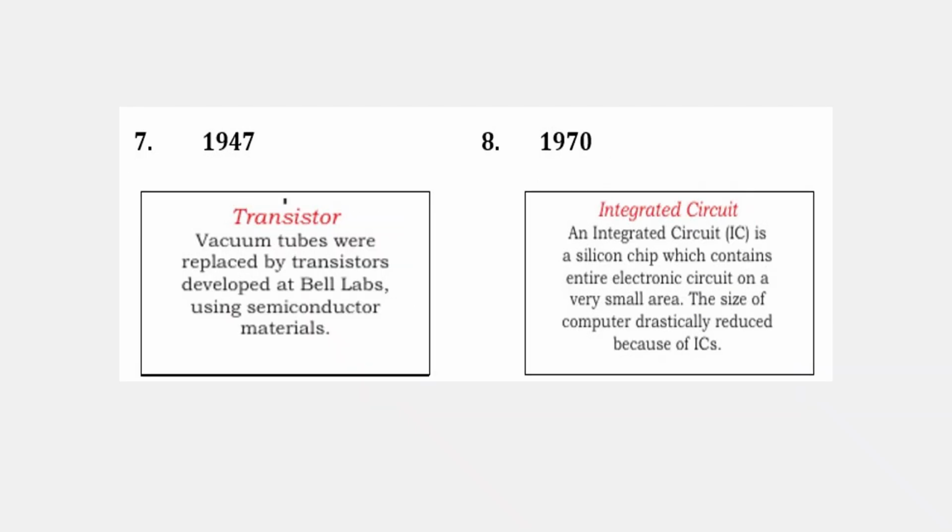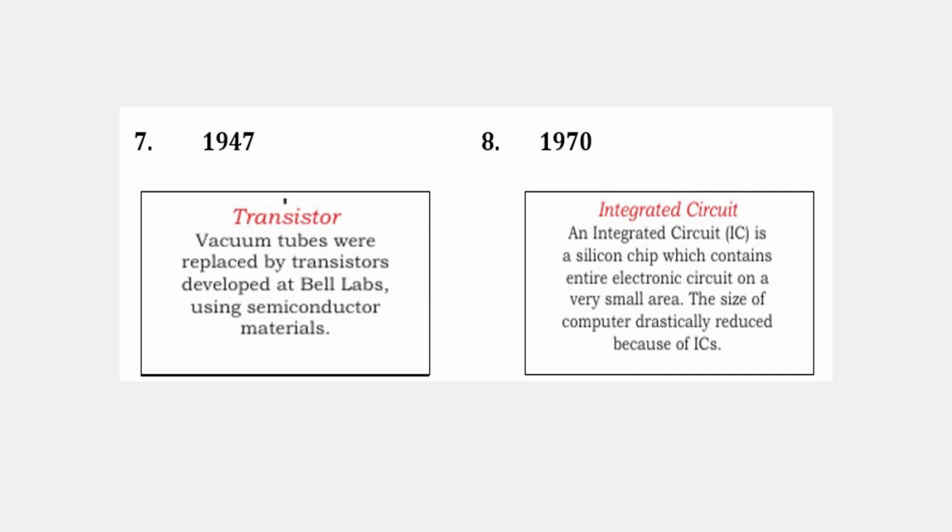Then go to the next one. The seventh is the transistor. It was invented in the year 1957. The transistor is a component which was used in the second generation computer system. The vacuum tubes were replaced by the transistor developed at Bell Laboratories in the USA using semiconductor materials.